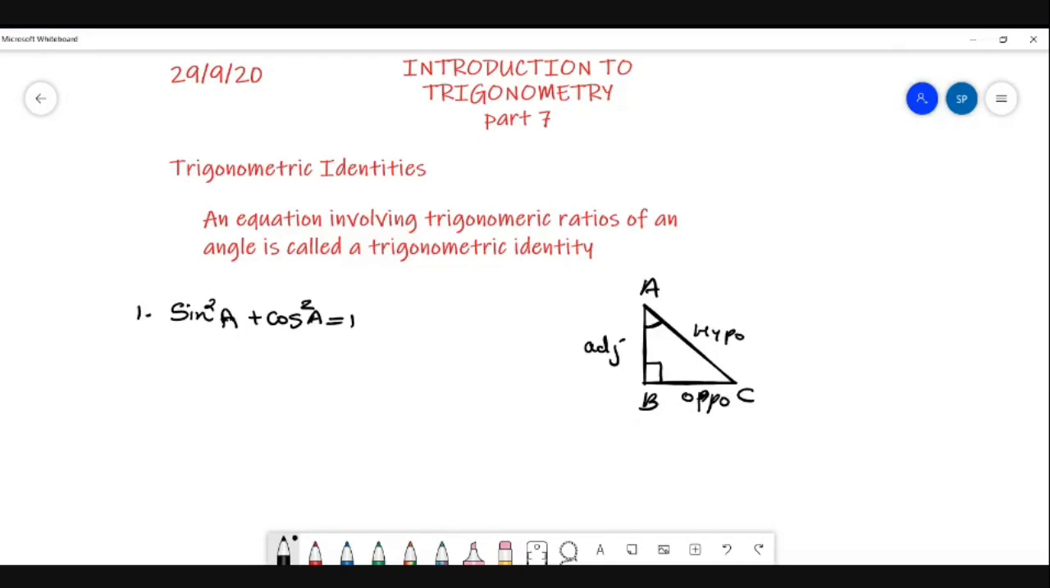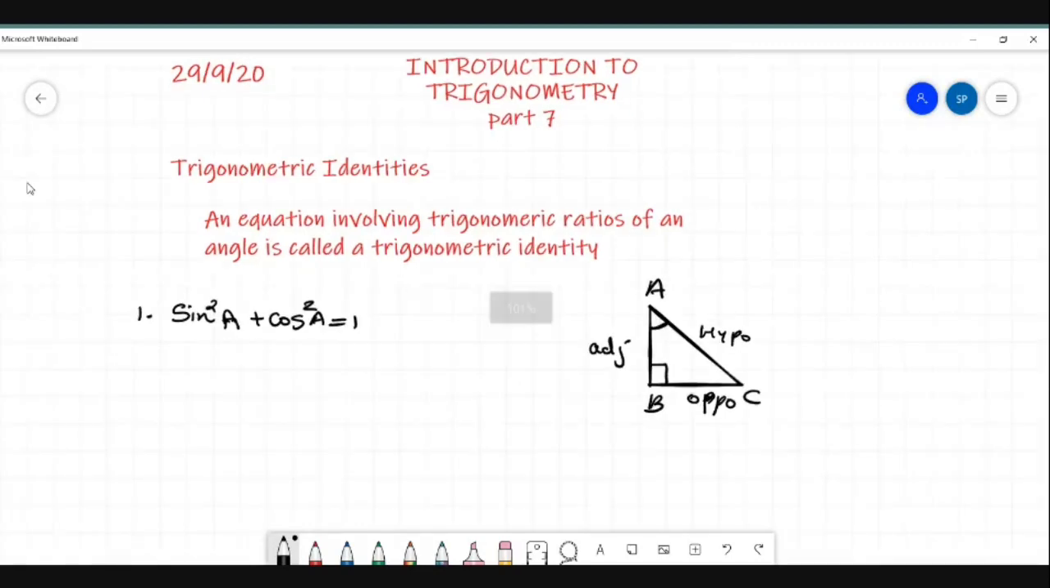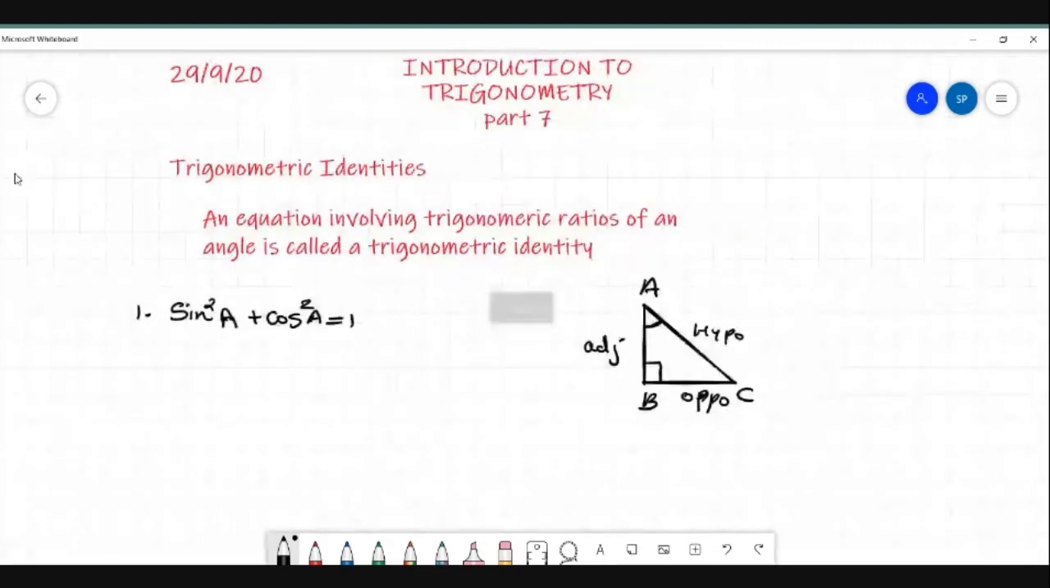Today, let us learn the trigonometric identities. What are trigonometric identities? An equation involving trigonometric ratios of an angle is called a trigonometric identity. It is an equation connecting trigonometric ratios. The first identity is sin square A plus cos square A equal to 1.